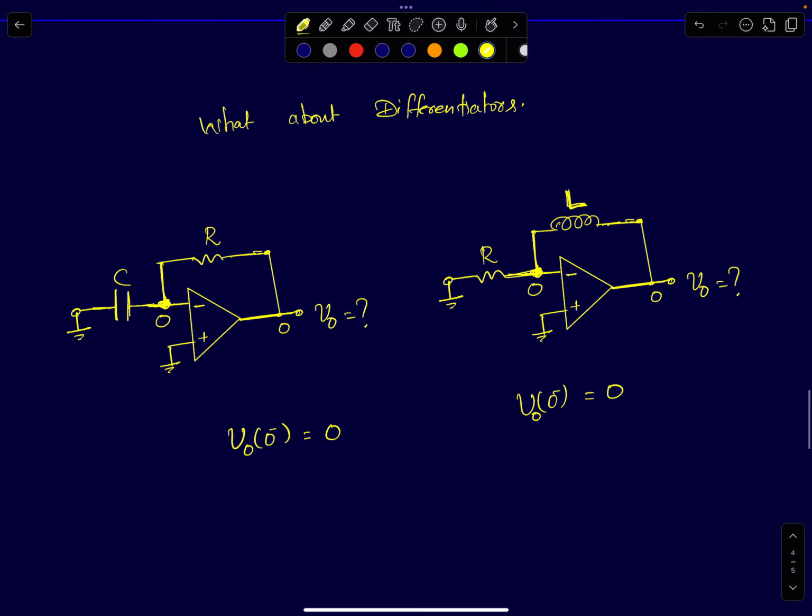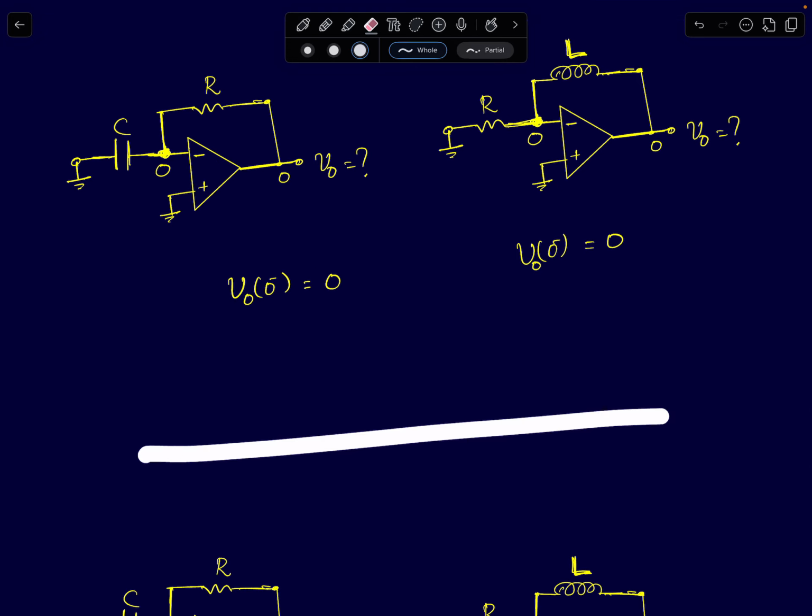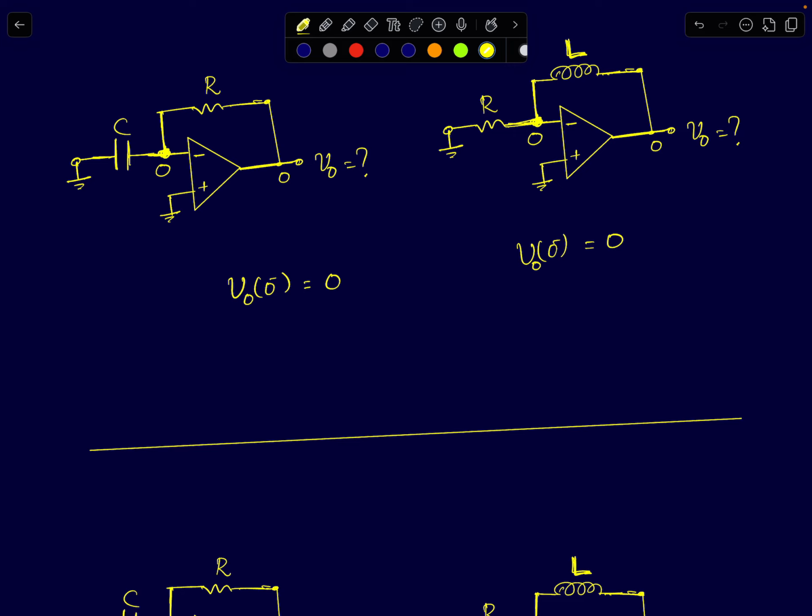Now what about differentiators? The one distinguishing factor between differentiators and integrators is this. If you remember the time scales, I drew a time scale unit and said that you can split it into three regions: the region before the switching event takes place, the region where the switching takes place, and then the steady state region.